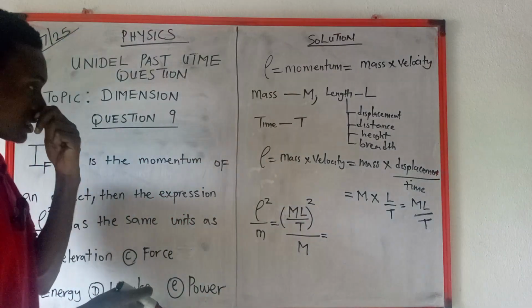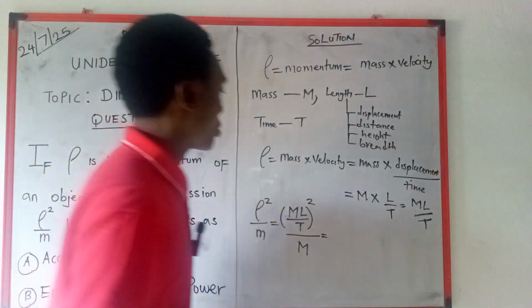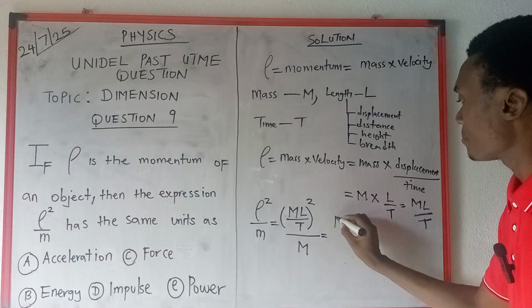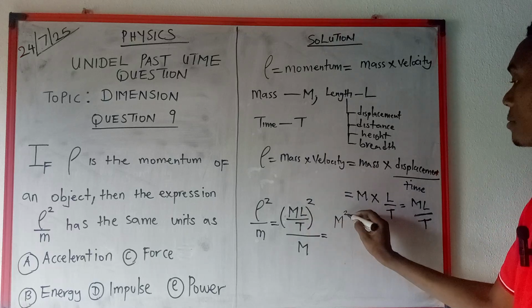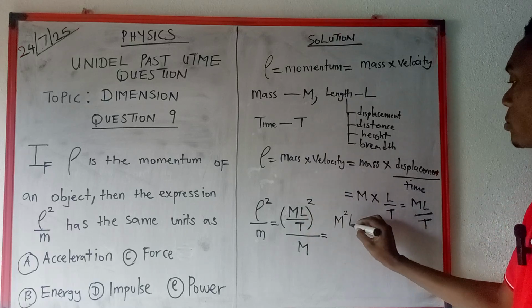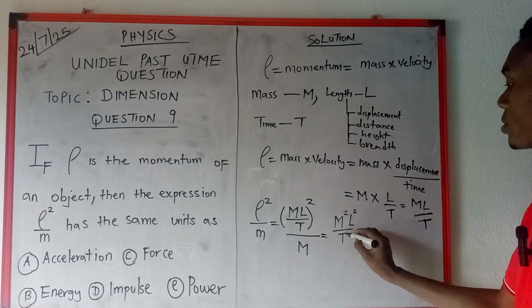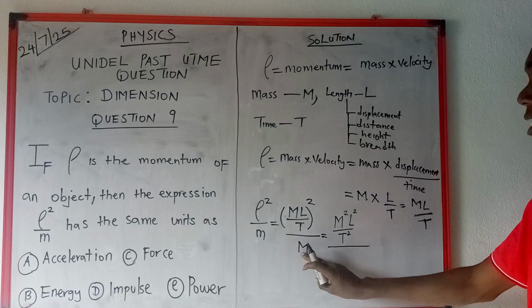Okay, now since it says square, let's square it. ML over T square. What are you going to have there? You're going to have M square L square over T square, over this M that is here.